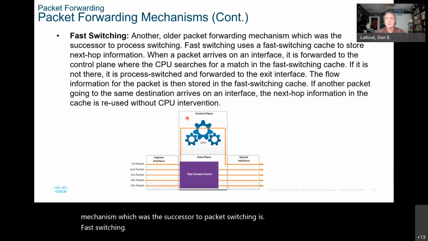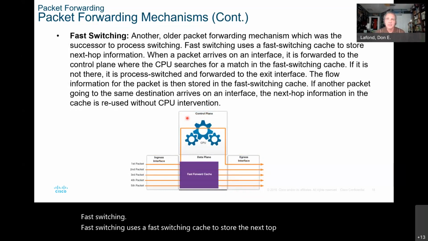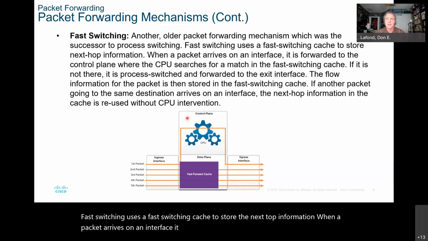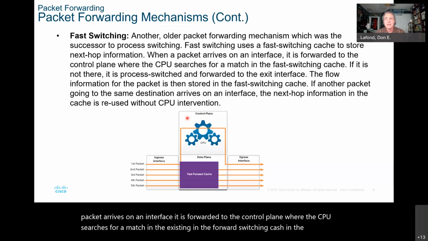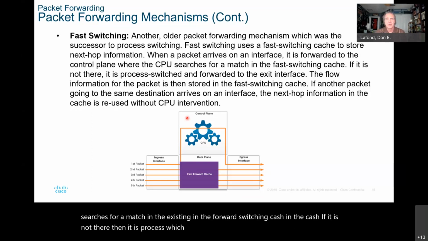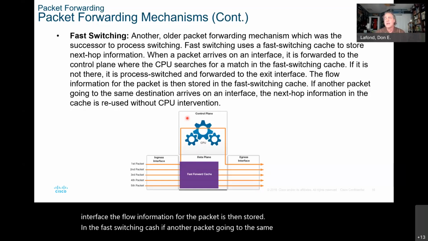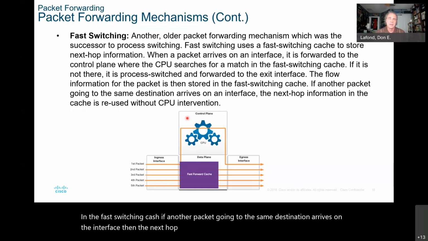Fast switching uses a fast switching cache to store the next hop information. When a packet arrives on an interface, it is forwarded to the control plane where the CPU searches for a match in the fast switching cache. If it is not there, then it is process switched like the previous method and forwarded to the exit interface. The flow information for the packet is then stored in the fast switching cache. If another packet going to the same destination arrives on the interface, then the next hop information in the cache is reused without going to the CPU for processing.